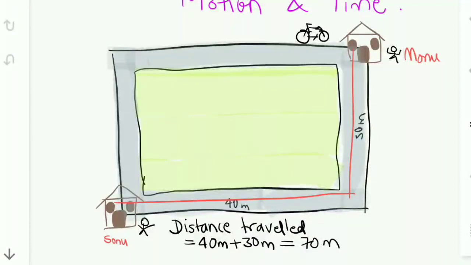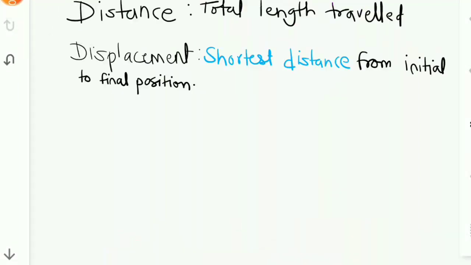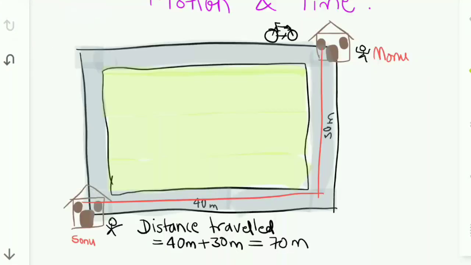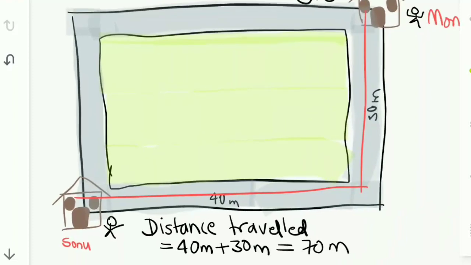Now, how do we calculate our displacement? Now, displacement is defined as shortest distance from initial to final position. In our example, initial position is Sonu's house and final position is Monu's house. So how do we find the shortest distance? That's right, it's going to be a straight line from here to right over here. Now how to calculate this displacement?